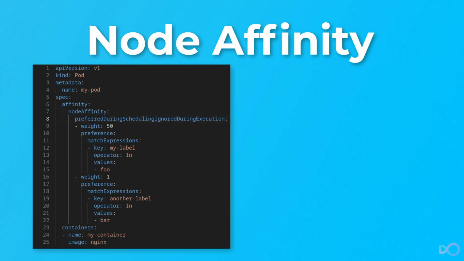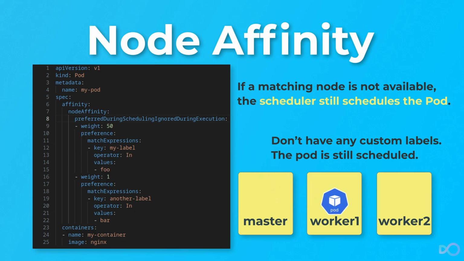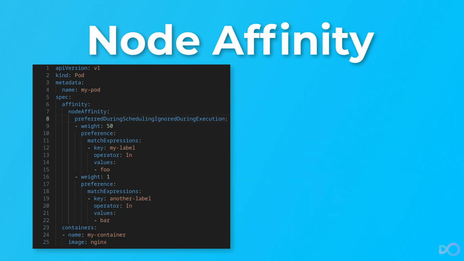You can define a soft rule in the section preferredDuringSchedulingIgnoredDuringExecution. It means the scheduler tries to find the node that meets the rule. If a matching node is not available, the scheduler still schedules the pod. By the way, the phrase ignored during execution means if the node labels change after a pod is scheduled, the pod will continue running.